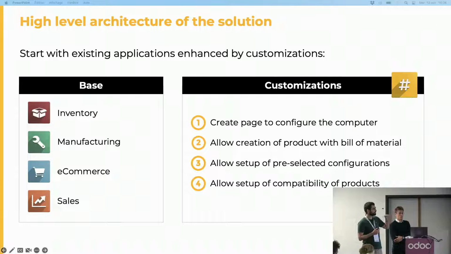We have to create a website page to configure the configurator for the website user. Then we have to allow the creation of a product based on this configuration with its bill of material. Then we have to have a system to create pre-selected configurations and a setup for the compatibility of products. And as soon as we have implemented those 2 steps, we have our full solution for this unique feature, and we are now ready to discuss a different kind of workflow for this solution.